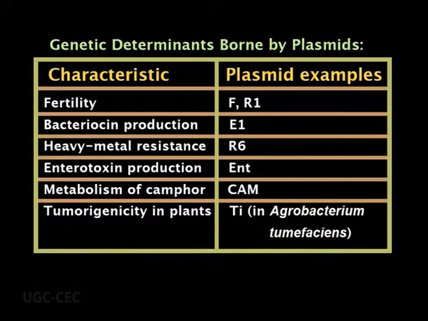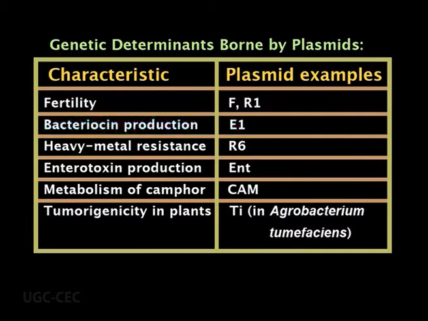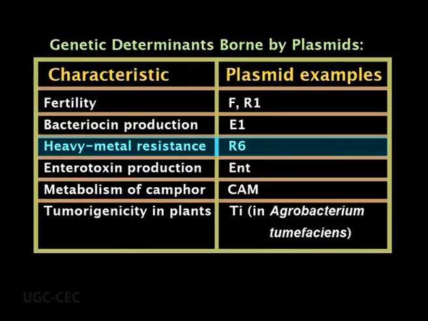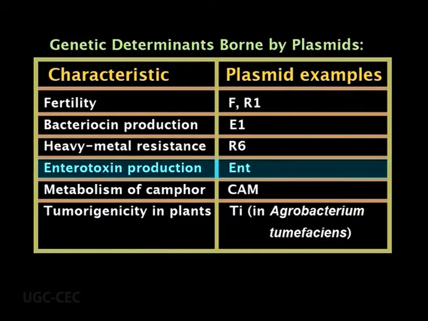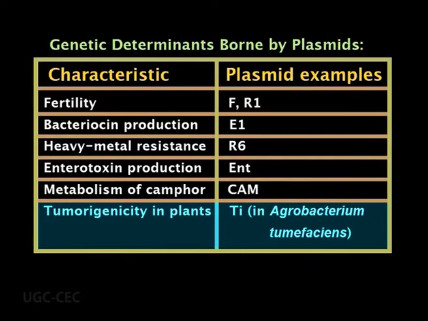And as a matter of fact, there are different such characteristics present in the plasmid, which are denoted in this table. You can see the fertility factor or the resistance factor is F or Ri. The bacteriocin is denoted by E1. Bacteriocin, as you know, is a protein which will prevent the growth of other bacteria. The heavy metal resistance is in R6, the enterotoxin production, enterotoxin being a toxin, in ENT, the camphor metabolizing ability in CAM, and the tumorigenicity in Agrobacterium tumefaciens in the Ti plasmid.